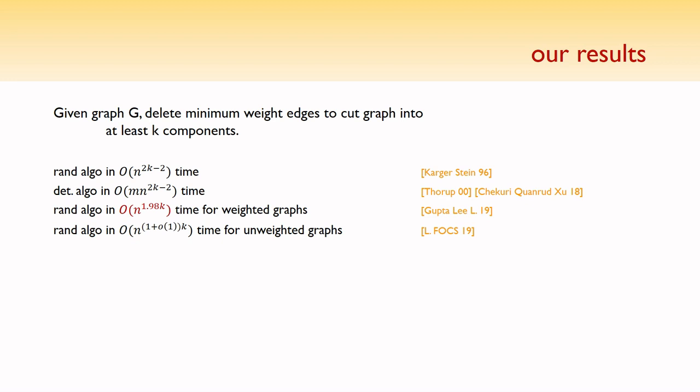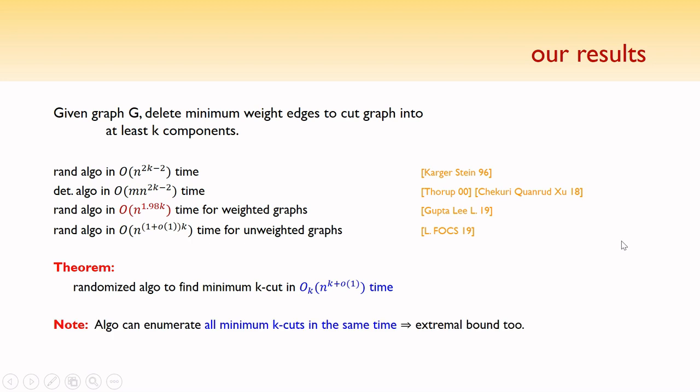So what is our result for this talk? We essentially complete the picture and show an almost tight upper bound. We show that there's a randomized algorithm to compute the min k-cut for general weighted graphs in roughly n to the k time. And this algorithm, like most of the ones before, can also enumerate all the min k-cuts in a similar running time. So we also get an extremal bound of roughly n to the k.